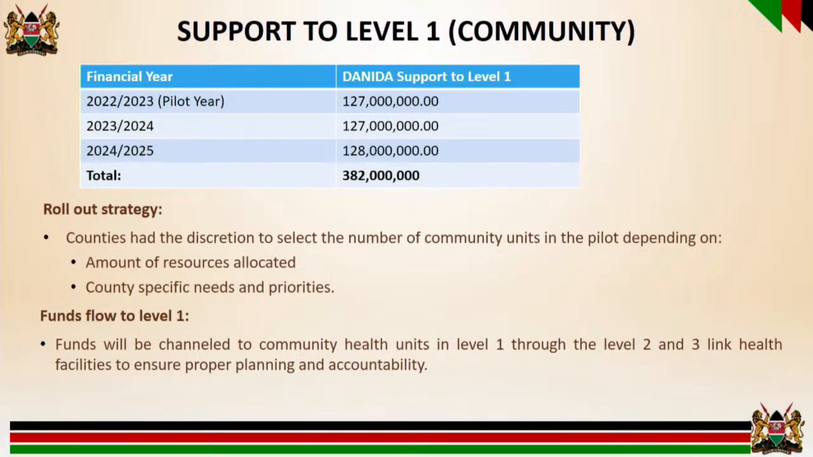Support to level 1: a bit of funds were put towards this. That's 400 million spread out across 3 financial years. So the amount is not so much, and therefore we encouraged counties to be prudent in selection of the community units that they will pilot this intervention with during this current financial year. And the lessons we learn from this first pilot year, 2022-23, will then inform you as you move forward and implement the grant or support the community in subsequent years.